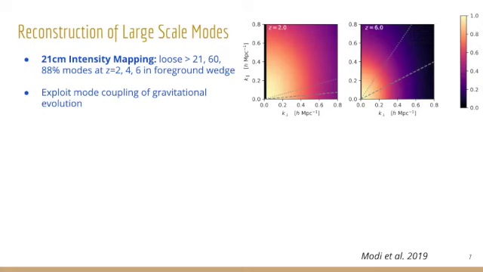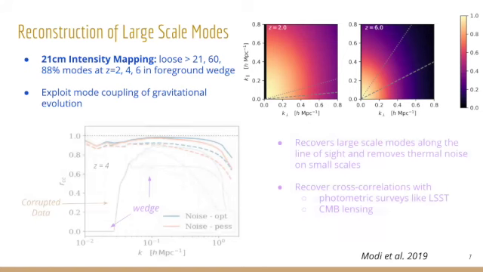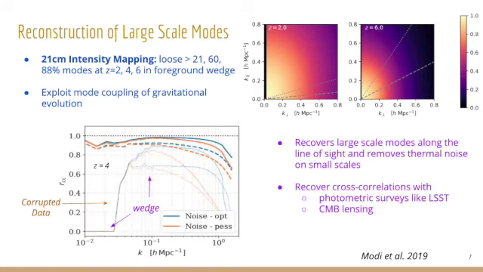But because of the forward model reconstruction, what nonlinear evolution does is that it couples the large scale modes with the small scale modes. So you can essentially use the small scale information from here to reconstruct the large scales and the wedge that you otherwise do not see. So this is the result that we get essentially.